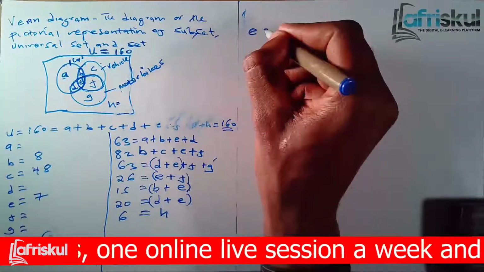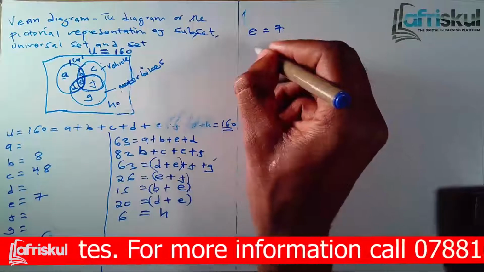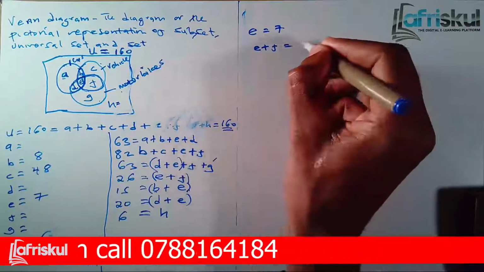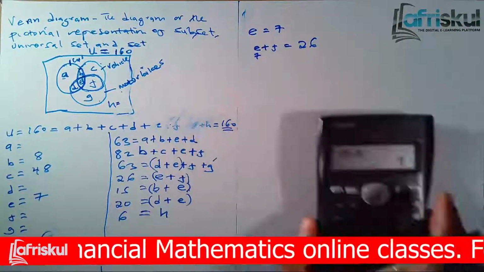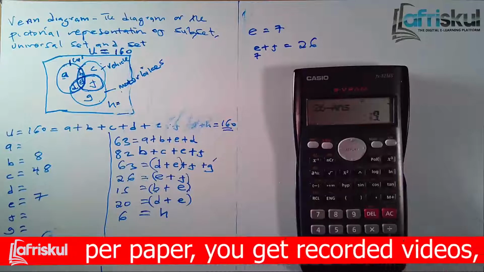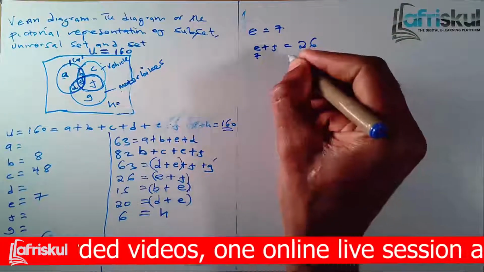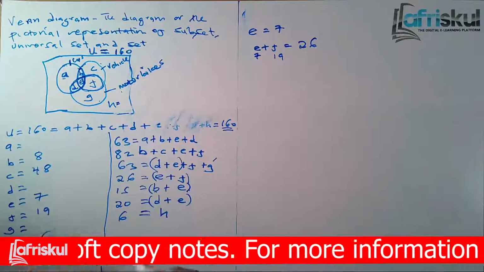Our E being 7, you can get the unknown F from E plus F, which is 26. Therefore, if E is 7, our F becomes 26 minus 7, which gives you 19. Therefore, our F is 19. You name your F as 19.